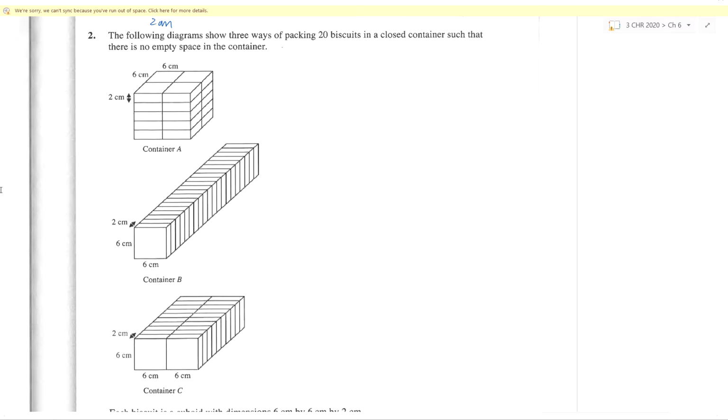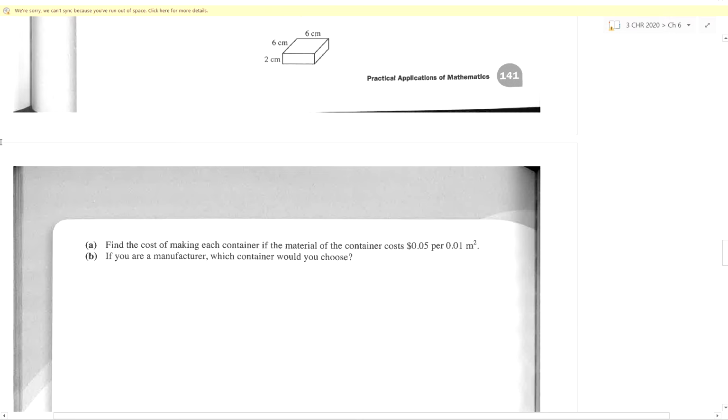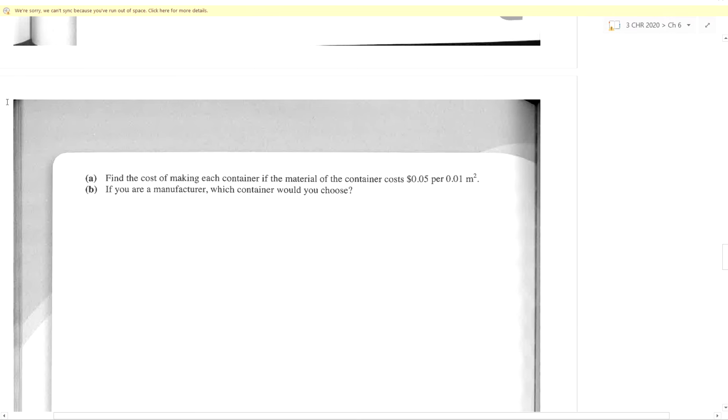Given that material to make the container costs 5 cents per 0.01 square meters. Do you want to spend a lot of money on the packaging, or do you want to spend as little as possible? Let's spend as little as possible, right? So we want the packing method to result in the smallest area required.